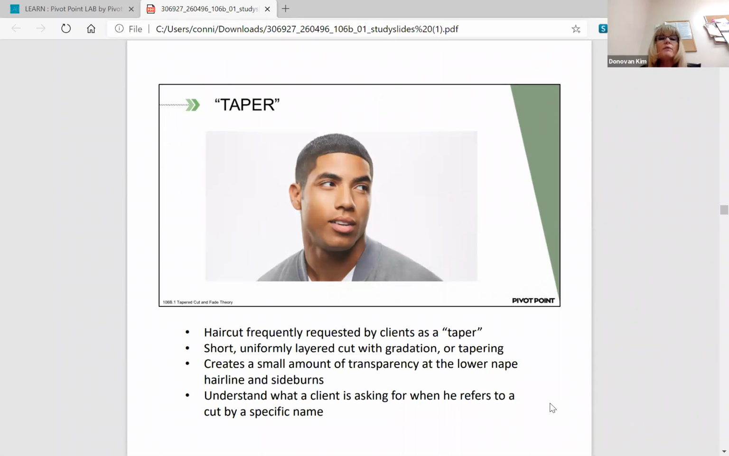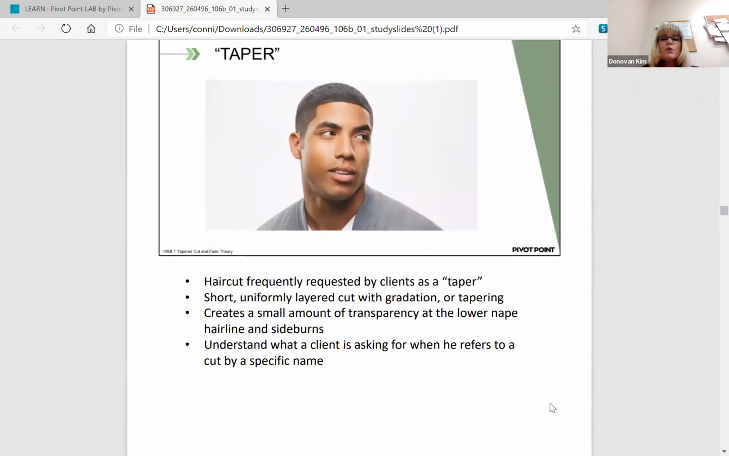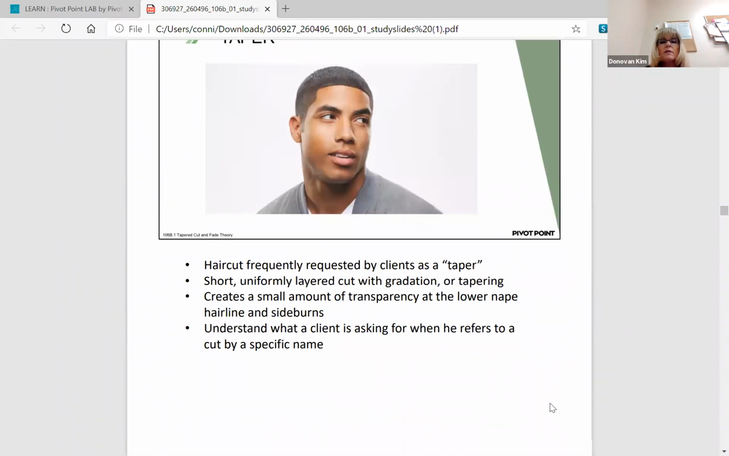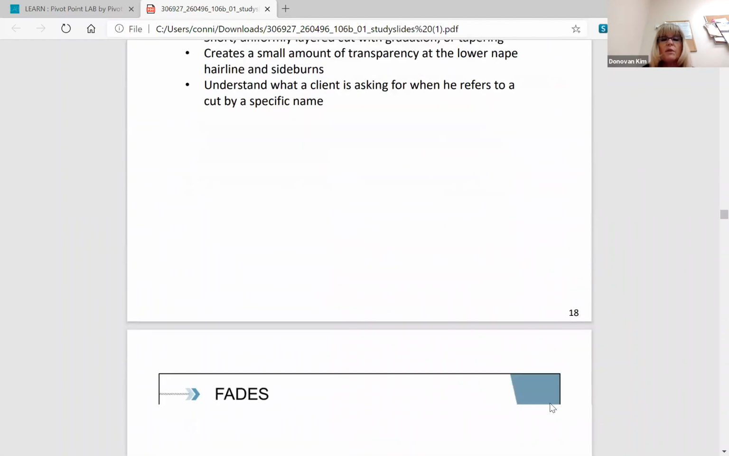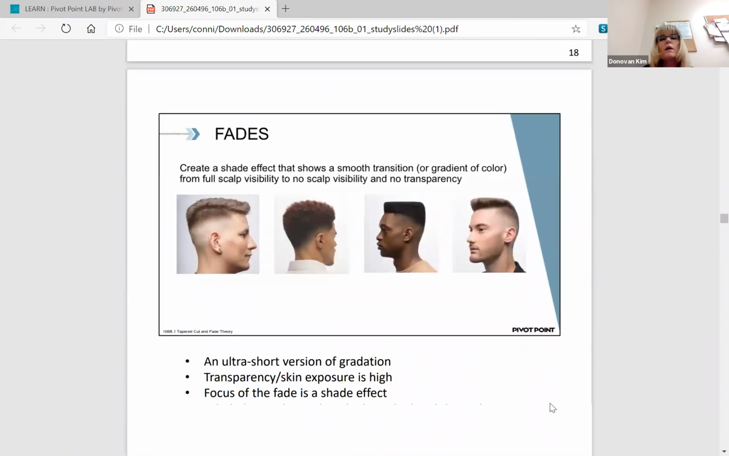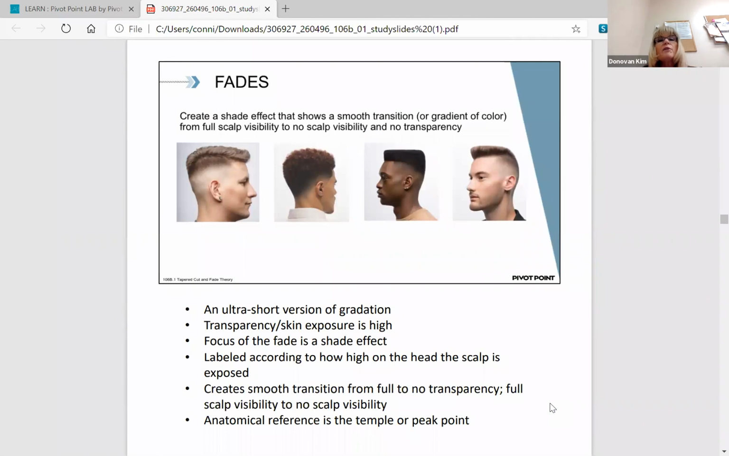Okay, so clients refer to these as tapers. A short, uniformly layered haircut with gradation or tapering creates a small amount of transparency at the lower nape hairline and the sideburns. So that's what we're saying. Understand what they're asking for. Okay. So fades create a shade effect that shows a smooth transition or gradient of color from full scalp visibility to no scalp visibility or no transparency.